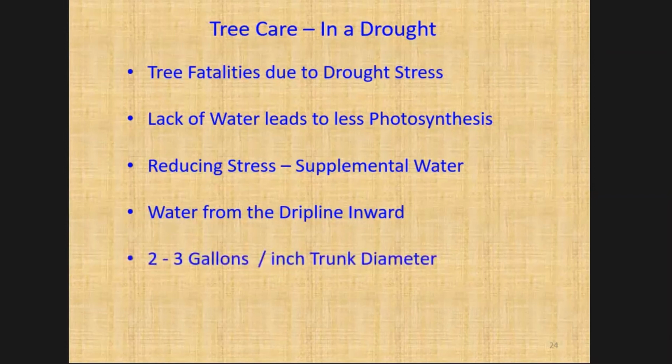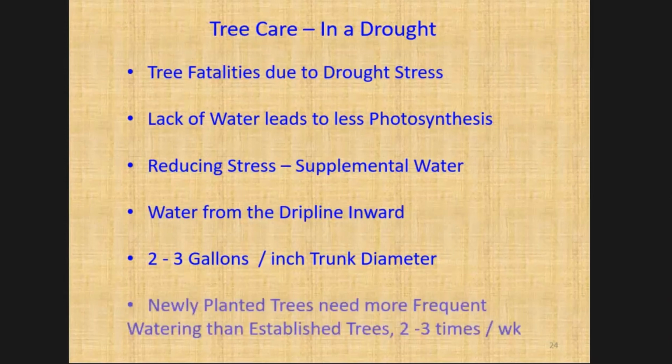So about 2 to 3 gallons per inch of trunk diameter. That's measured at about breast height, the diameter to measure a mature tree, not at the bottom, but about this height. So about 2 to 3 gallons. That's a lot of water for a mature tree. Newly planted trees need frequent watering. Again, established trees, maybe 2 to 3 times a week to get them established.